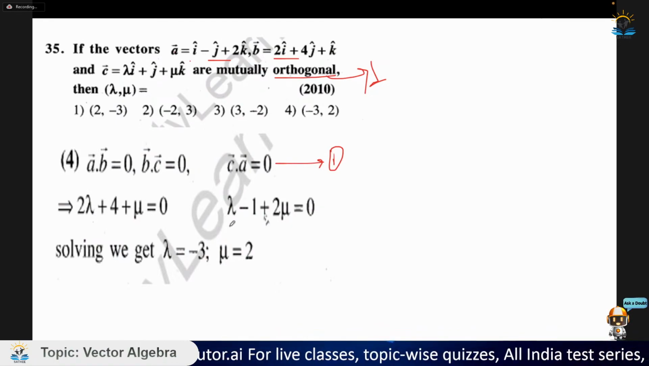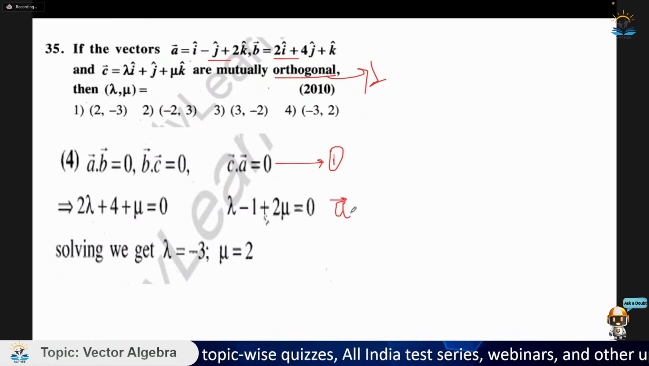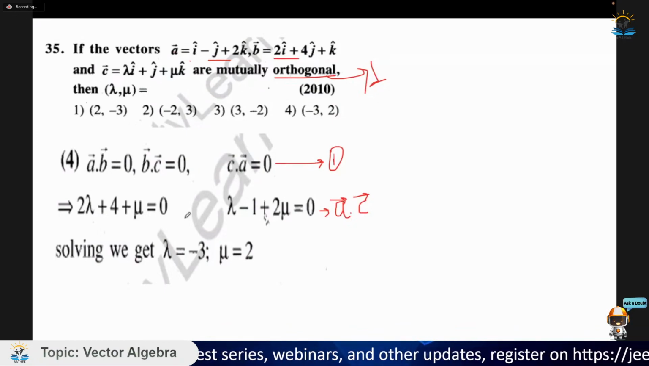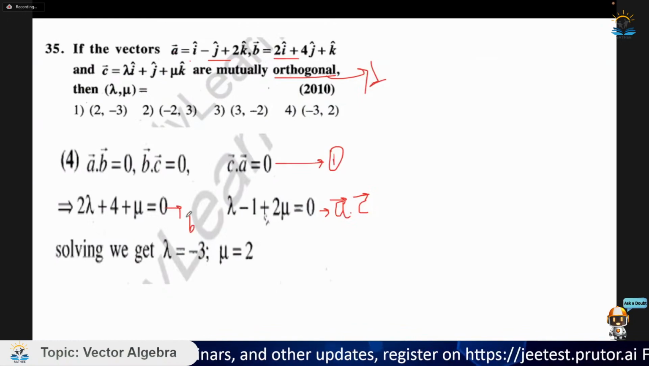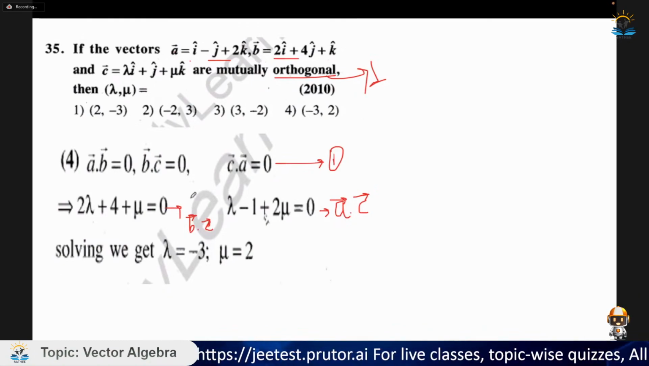Here we are taking the second vector as the C vector. So this is A dot C, and this will be B dot C vector. B dot C vector.